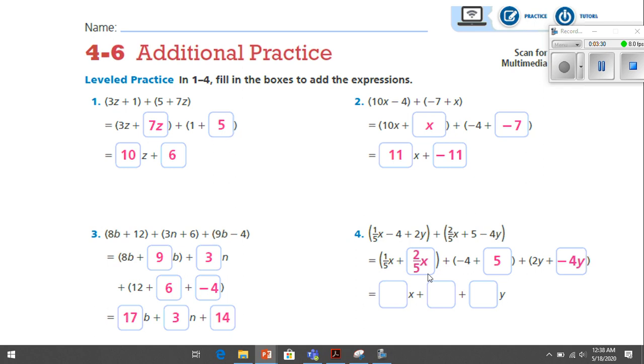Now, they both have the same denominator, so we can combine these terms pretty easily. We got 1/5 plus 2/5, that's going to be 3/5. We know this because as long as the denominator is the same, we can add the numerators. So this is 3/5 x. Now I've got negative 4 plus 5, well, that's the same as 5 minus 4. That's going to be 1. And next we got 2y minus 4y, that's going to be a negative 2y. That gives us the expression 3/5 x plus 1 plus negative 2y.